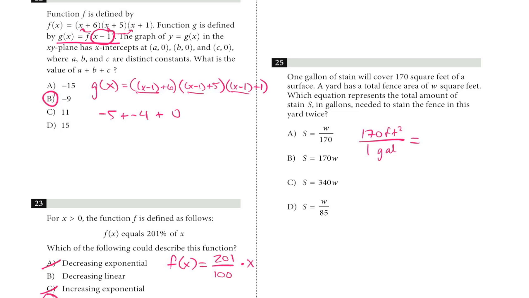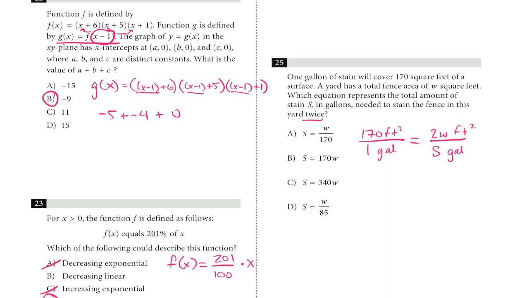Well, we're going to stain a fence that has W square feet, but we want to stain the fence twice. So we're not going to do W square feet. We're going to do 2W square feet. Because, again, we're staining the fence twice. And they're going to say that that's going to take how many gallons? So we're going to put the number of gallons, S, in the bottom. Because now we have square feet over gallons on both sides.